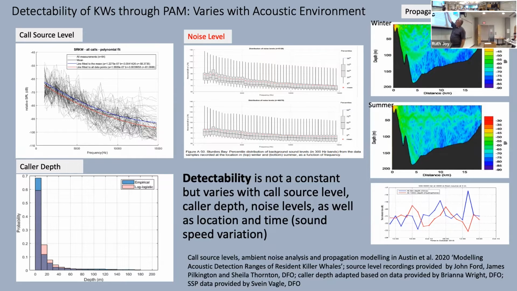And last but not least, as the model turned out to show, the most important influence, which we kind of thought it was, is the ambient noise. The ambient noise by frequency is really the most important influence on the propagation and the detection range of these calls.